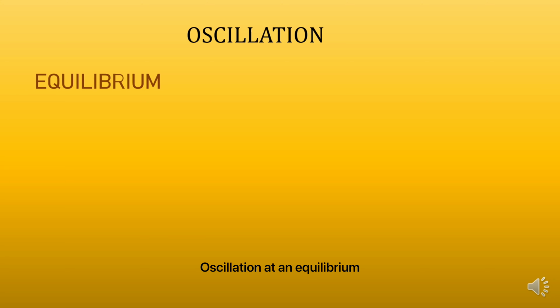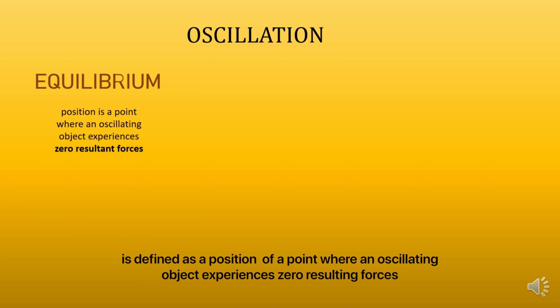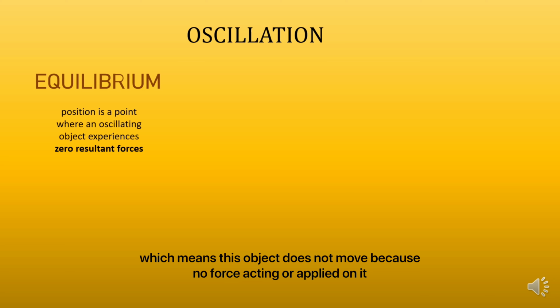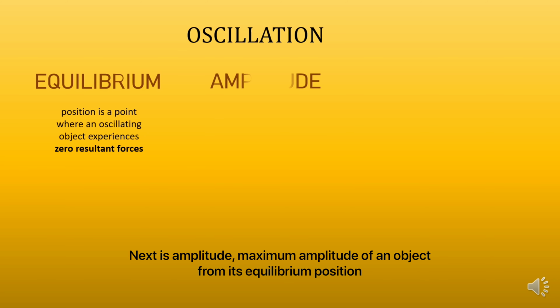Oscillation. Oscillation at an equilibrium is defined as position at a point where an oscillating object experiences zero resultant forces, which means this certain object does not move because no force is acting or applied on it. Next is amplitude.